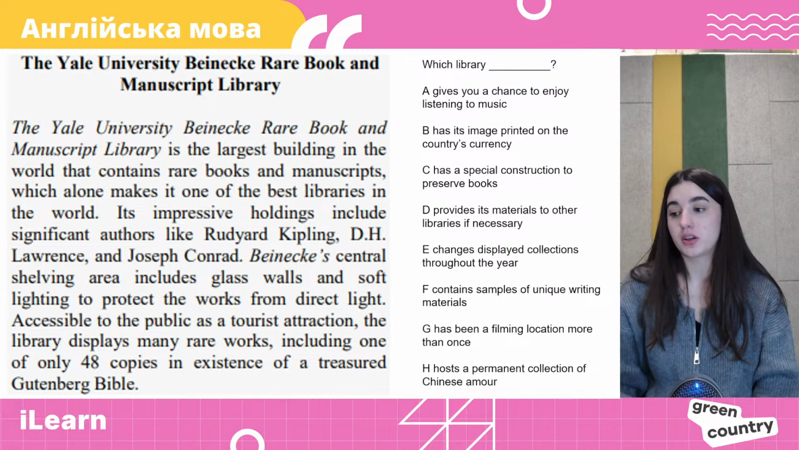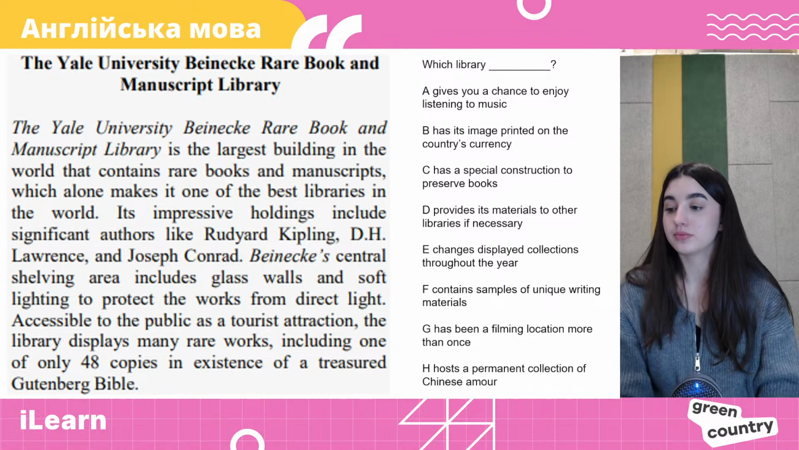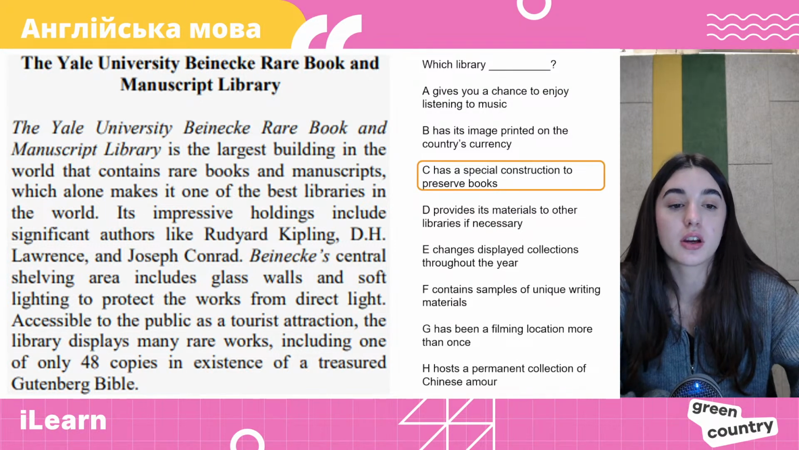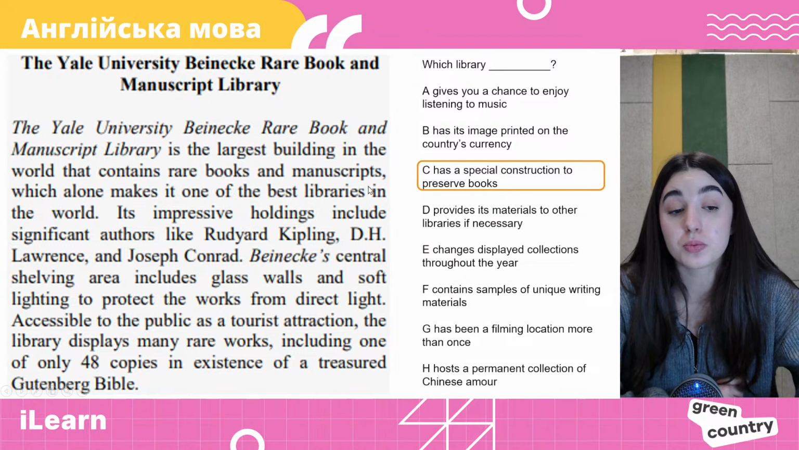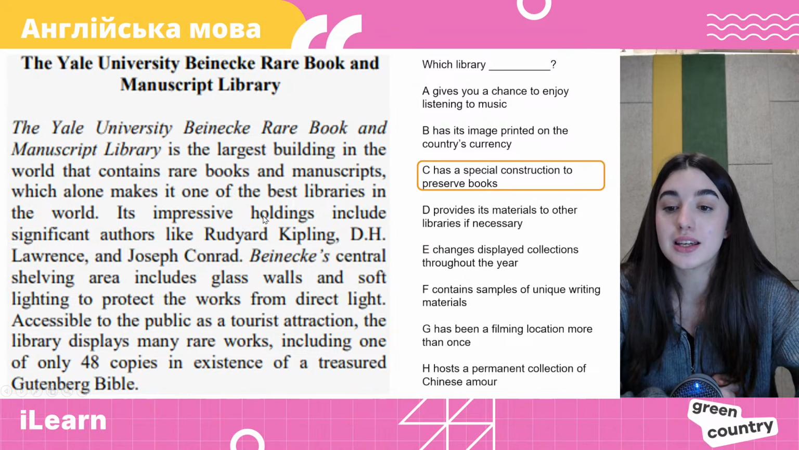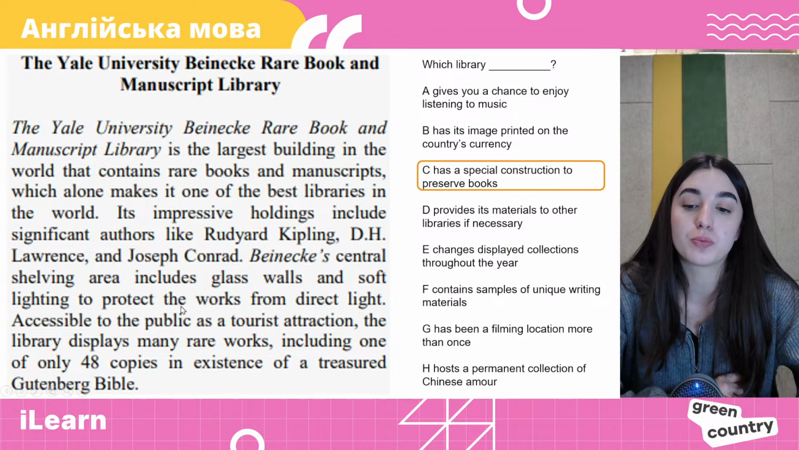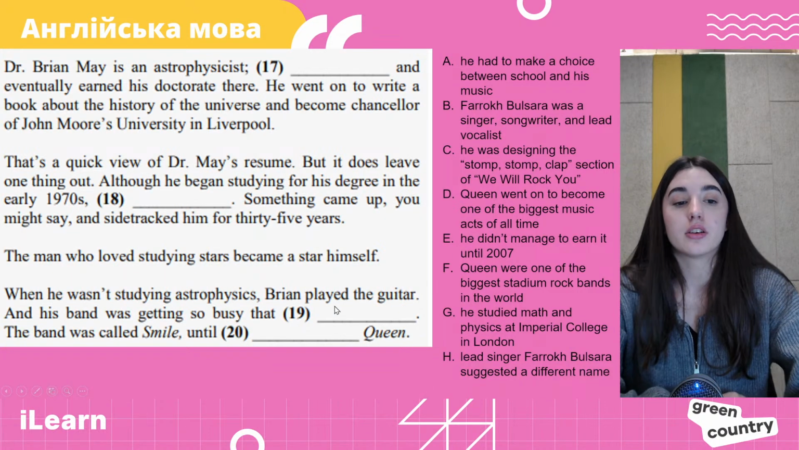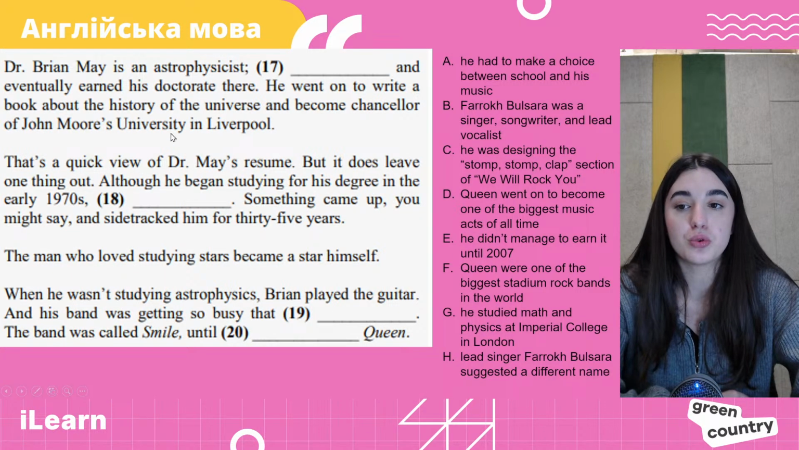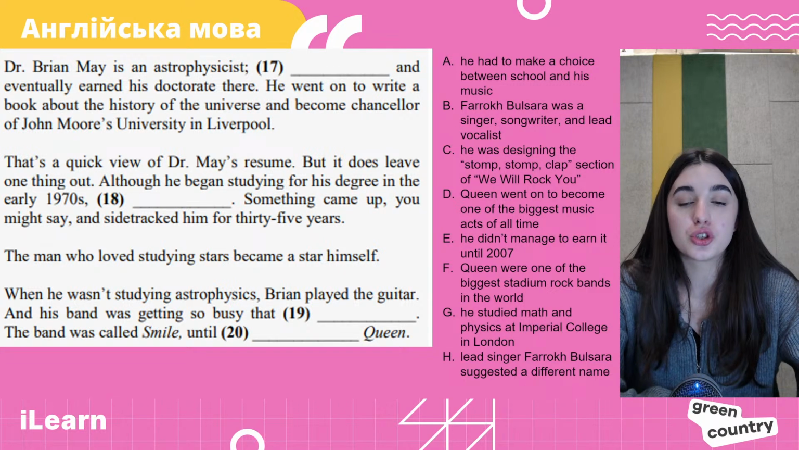Yes, Roman, it's okay. Yeah, that is great. So C was correct. So this library has a special construction to preserve books, and as Anastasia said, it includes glass walls and soft lighting to protect the works from direct light. Good. And right now we are going to move to the next task, and there we are going to fill in the gaps.